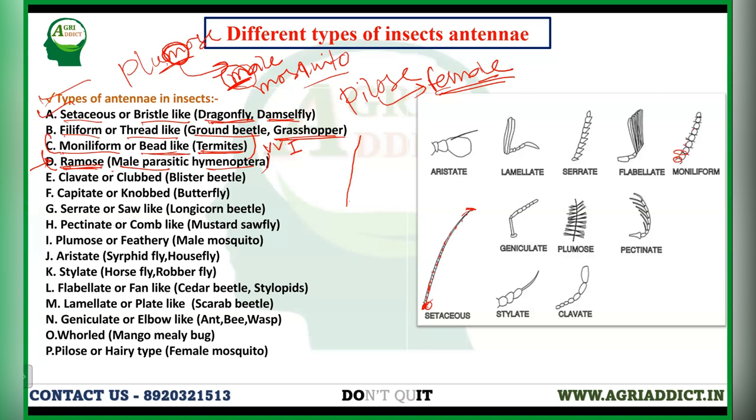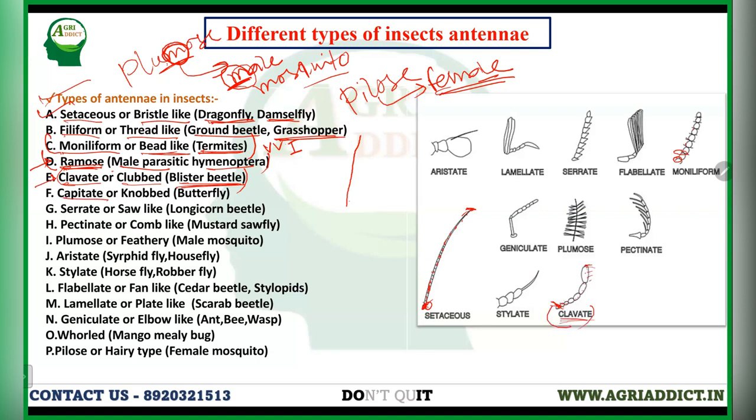So next, the clavate type of antenna. This is also the clubbed type. This is present in blister beetle, Mylabris pustulata, the scientific name of blister beetle. In the clavate type of antenna, the antennal segments enlarge gradually towards the tip. This is its base and this is the tip, and it gradually enlarges. At first it is small, small, small, then it enlarges. This is clavate, and this is present in blister beetle.